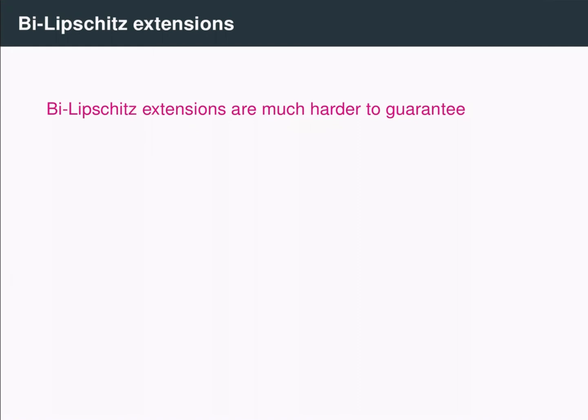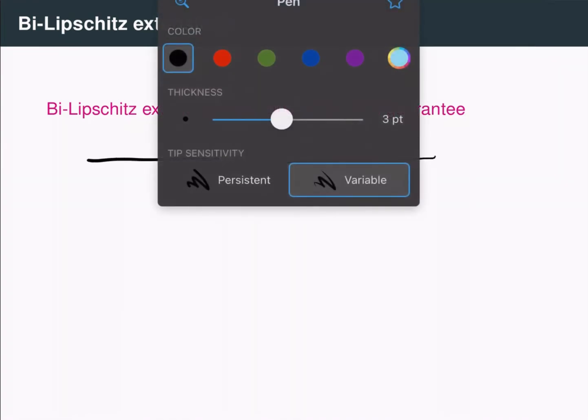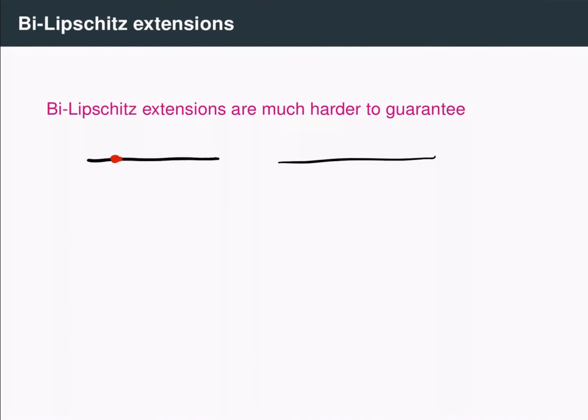Now, bi-Lipschitz extensions are much harder to guarantee, even in very simple scenarios. So for example, let's consider a map that takes a subset of the real line to itself. It'll take the points 0, 1, and 2, and it'll take them to the same 3 points. It's going to take 0 to 0, but then it's going to take 1 to the point 2, and it's going to take 2 to the point 1. So this bi-Lipschitz map from 3 points to 3 points in the real line cannot be extended even to a continuous injective function of the real line into itself.